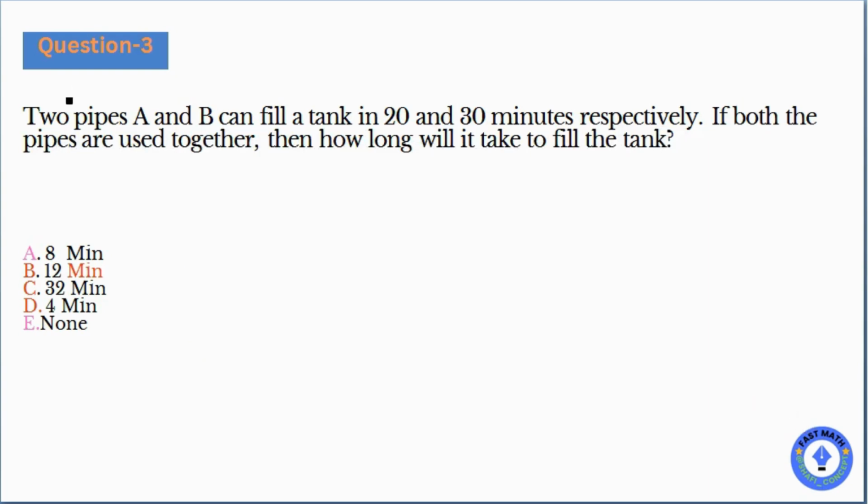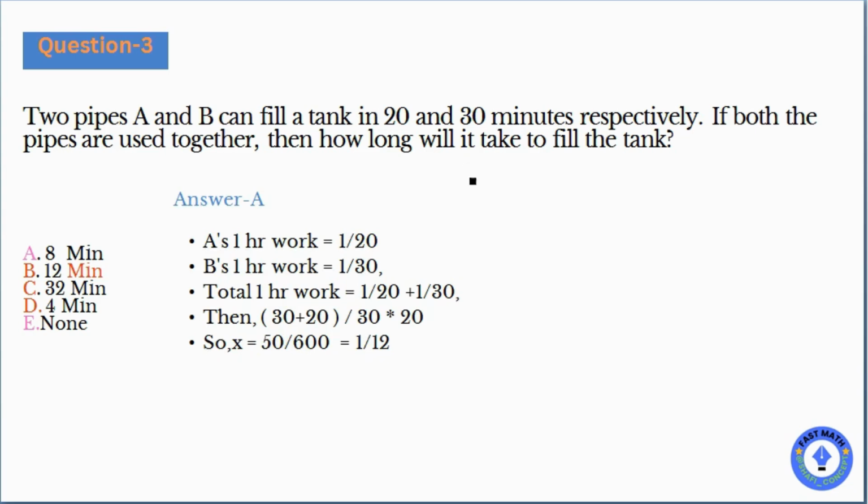Next problem: two pipes A and B fill the tank in 20 and 30 minutes respectively. If both are opened together, how long will it take to fill the tank? It is a direct question. A can fill in 20 minutes, so A's 1 minute work is the reciprocal of 20, that is 1 by 20. B's work is 1 by 30, the reciprocal of 30. The total is 1 by 20 plus 1 by 30, because both taps are filling the tank simultaneously, so we add both.